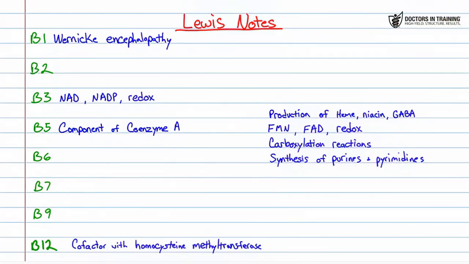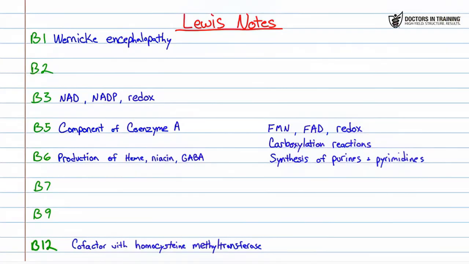Next, we have production of heme, niacin, and GABA. You could also put in there histamine and dopamine and even norepinephrine and epinephrine. That's going to be vitamin B6. Remember that you're going to get a deficiency of that potentially with tuberculosis treatment. So if you're using INH, you also need to use B6 because they can lose that B6 in that medicine right there.